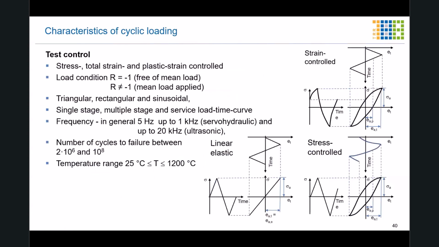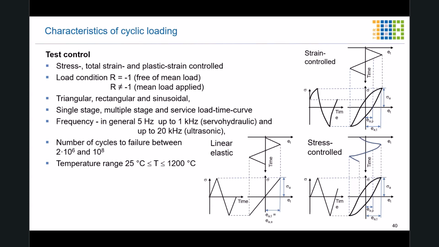To go back to the type of test control that I already mentioned, I would like to describe the type of tests on the next slide. There we can see the different types of control variables like stress-controlled, total strain-controlled, or plastic strain-controlled tests. Then there's the so-called load condition, which is the ratio of the lower stress and the upper stress. If this is -1, it means there's no mean stress, and if it's not equal to -1, there will be a mean stress on the fatigue test.